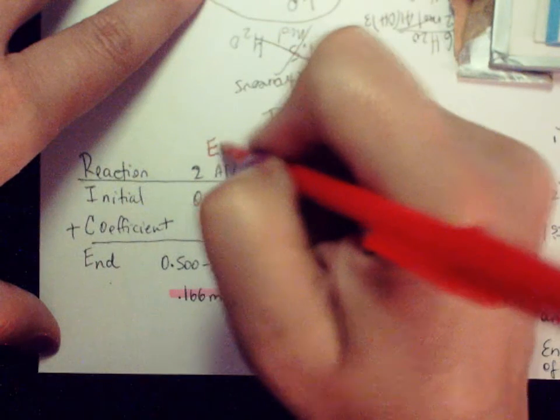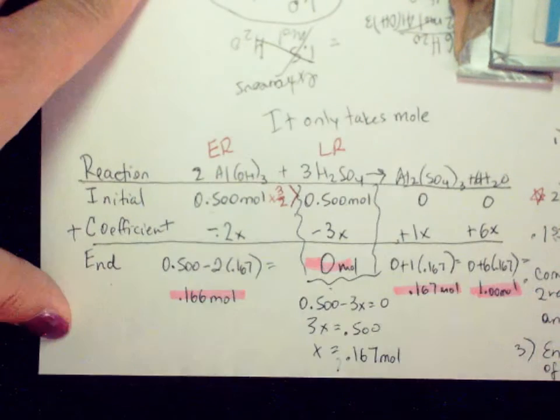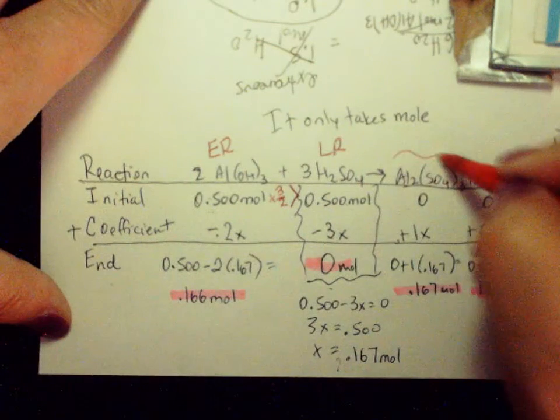These are excess reactants. So if you want, you could label them ER and LR. These over here, what do we call these things over here? They're called products.